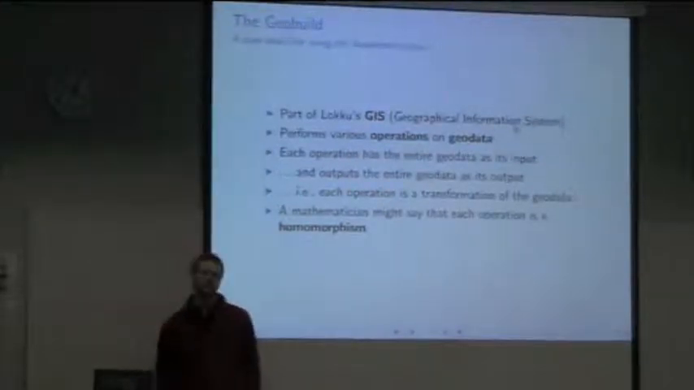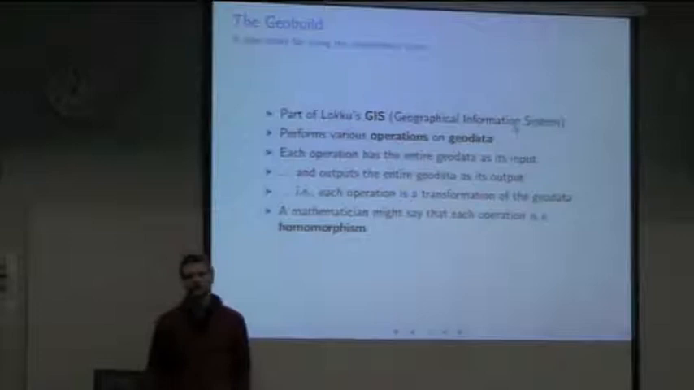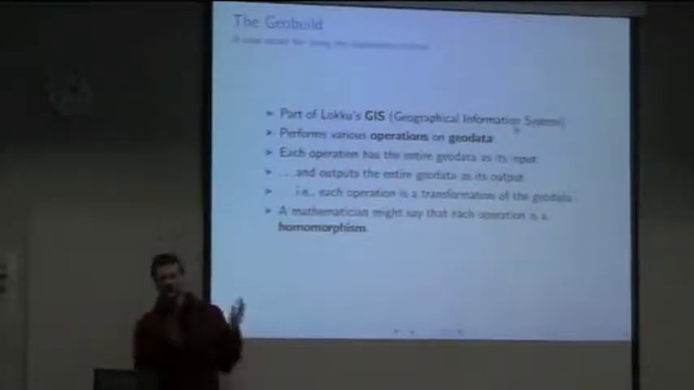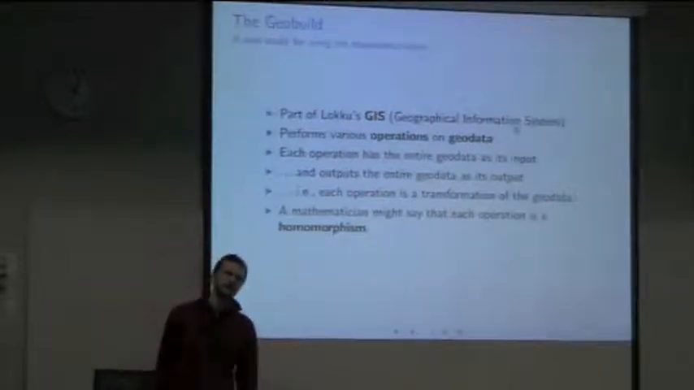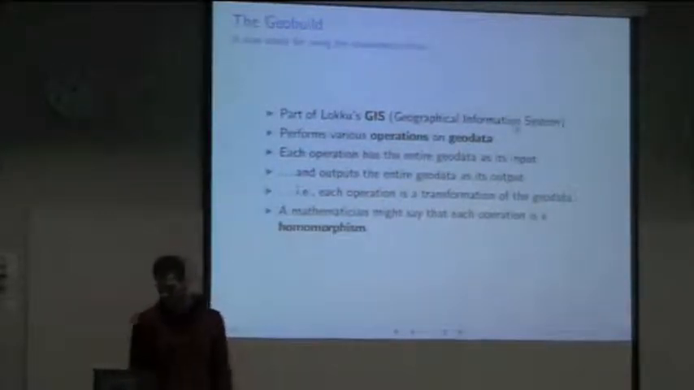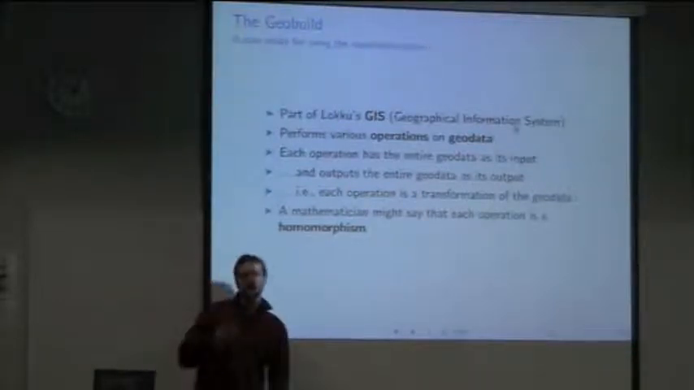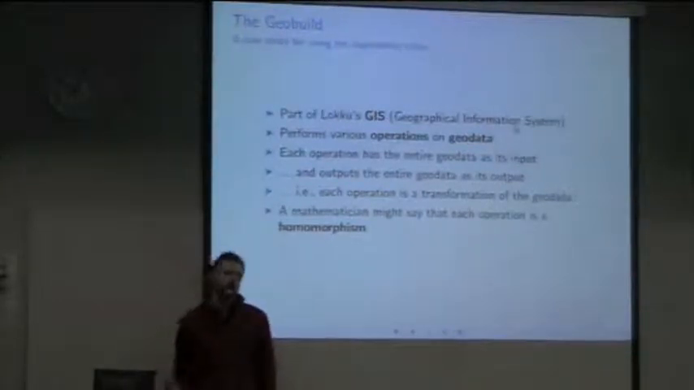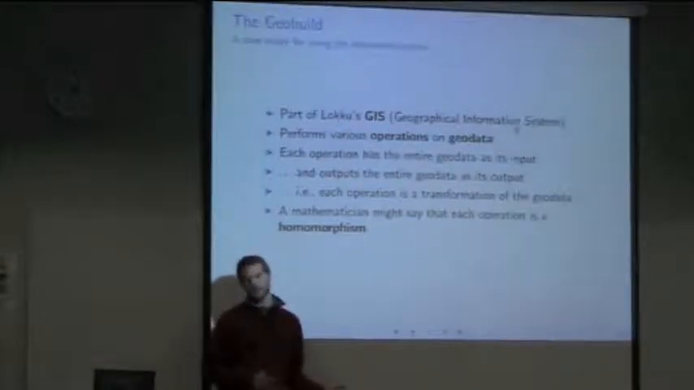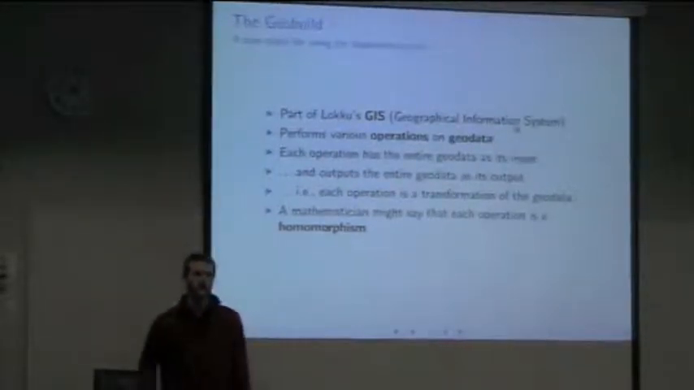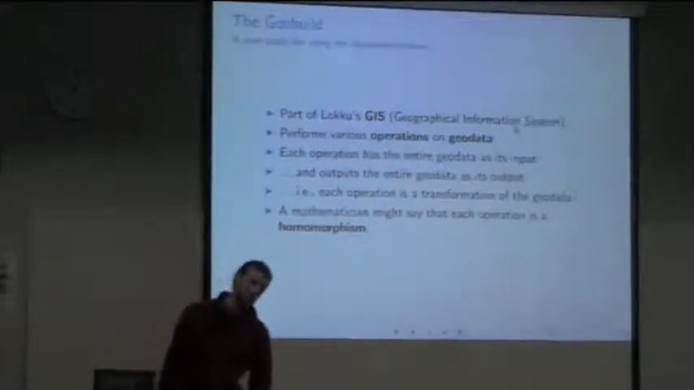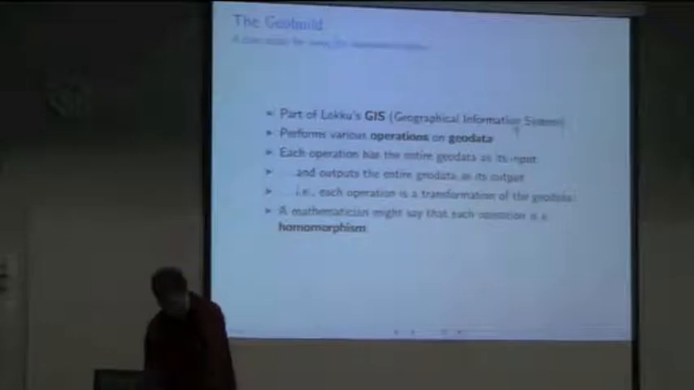So the geobuild is a process that we have that takes in the geodata, runs the transformations on it, and spits out the resulting geodata in our own internal format. Each operation is a homomorphism, that is, a structure-preserving transformation. So the input and the output data all have the same structure, with just the extra data changed.